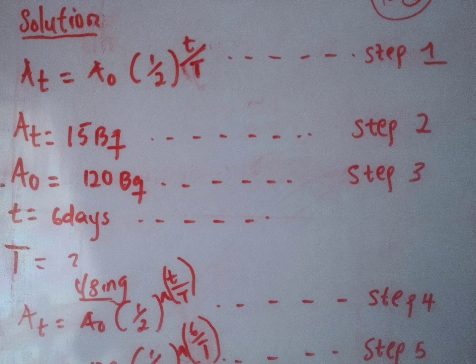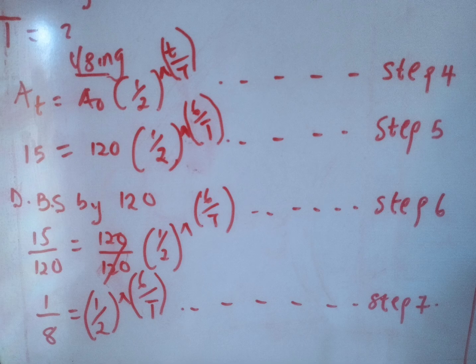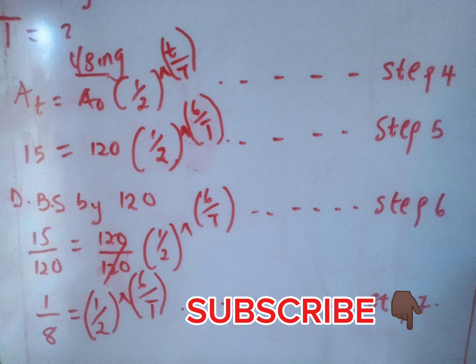So going back to the question, you can see that the options in the question are in days, so we are not going to be converting the time. We input our formula in step 4. Then after that, we input the data. I'm moving to step 5 now.